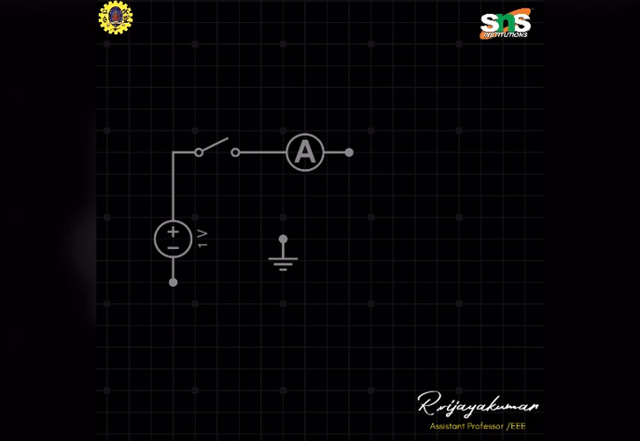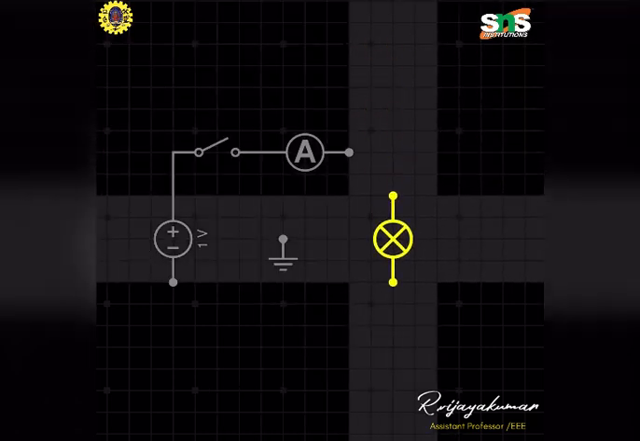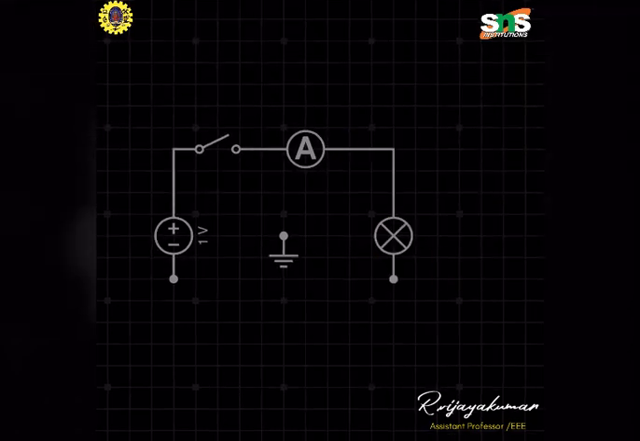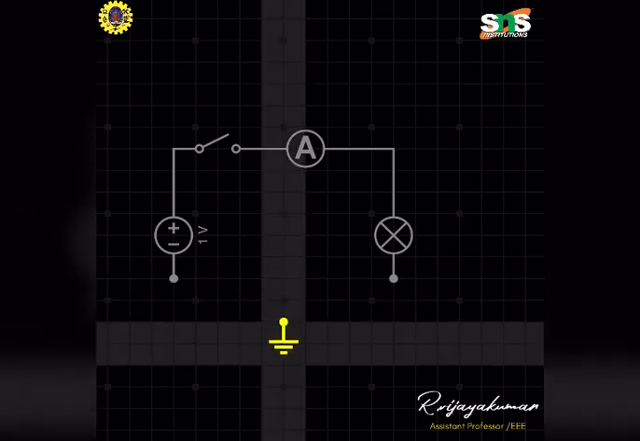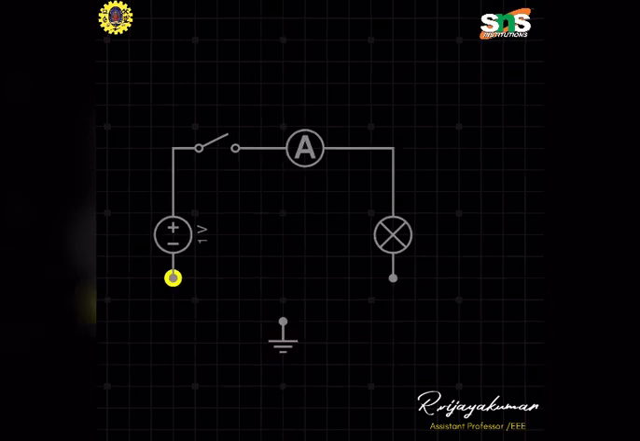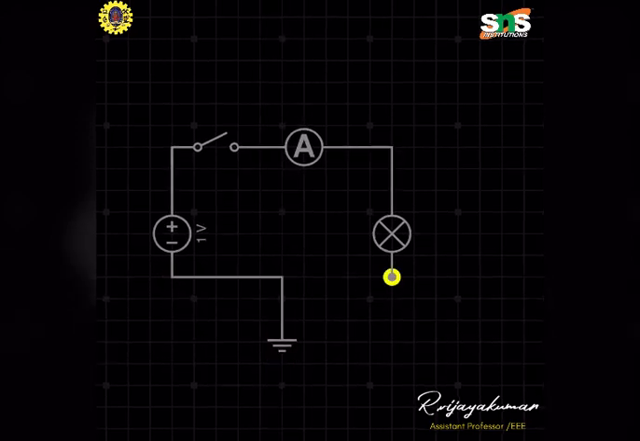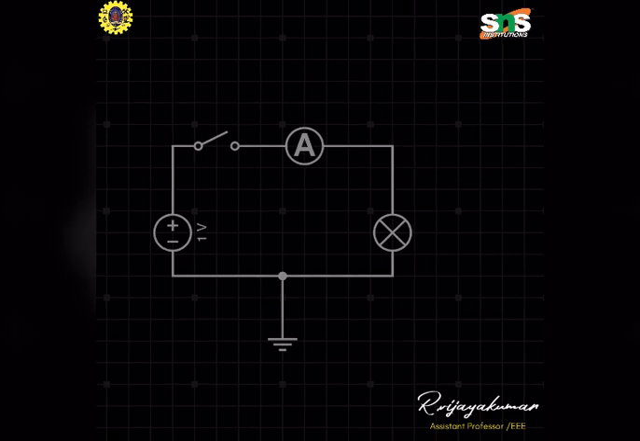Then I am taking one load. Here I am taking a lamp load. I don't want a motor load, so I will delete it. I am taking a lamp load here and connecting it, and also one ground wire. The ground wire is for safety purposes. I'm connecting here, and then the circuit will be closed.